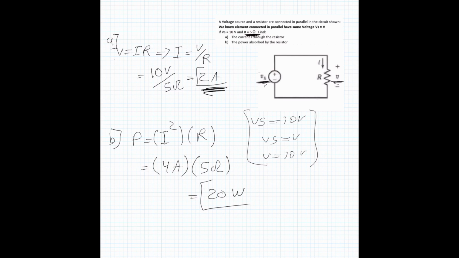So that was a simple example where we applied Ohm's law, and I hope it was informative and gave you some idea about the fundamental analysis for Ohm's law and the circuit.